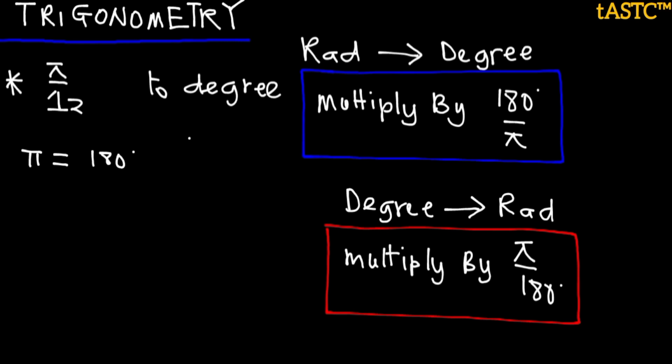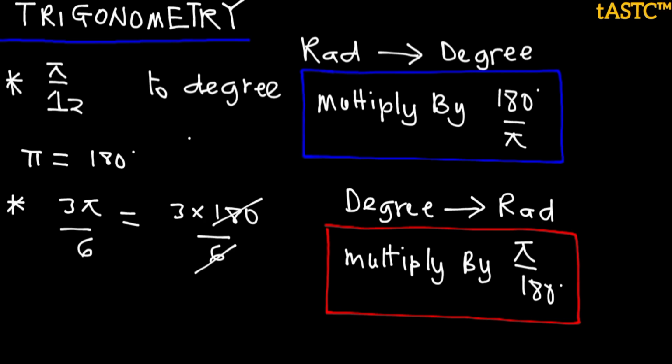Now try this one by yourself. What is going to be 3 pi divided by 6? Now this is actually going to be 3 multiplied by 180 divided by 6. This is going to cancel into this and give us a 30. So you're going to have a 3 multiplied by 30, which should be a 90 degree. Now bear in mind, 90 degree is the same thing as pi divided by 2. So this is basically how to work it.